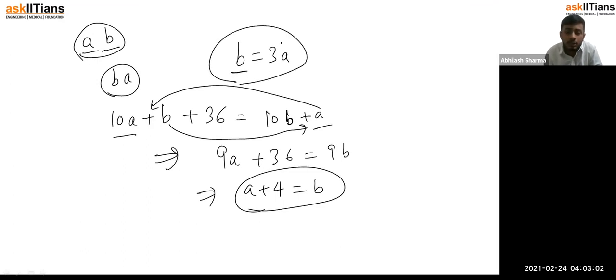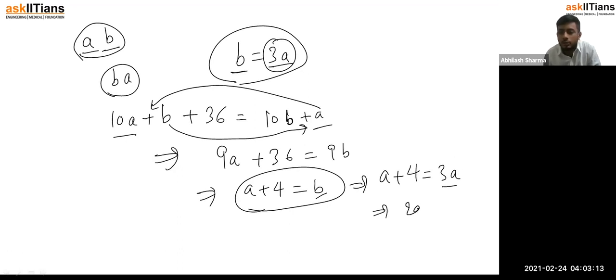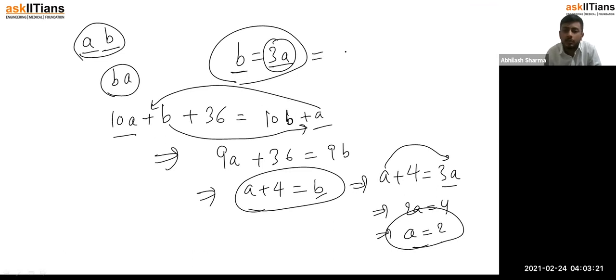Substitute this value of B in terms of A in this equation. Instead of B, I have written this 3A value. So you get 2A is equal to 4, because 3A minus A will be 2A. A comes out to be 2, and from this equation, B will be 3 into 2, which is 6. So what will be the number? It will be 26, okay?